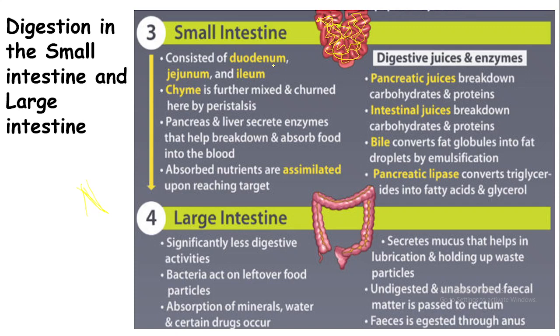The small intestine consists of the duodenum, jejunum and the ileum.